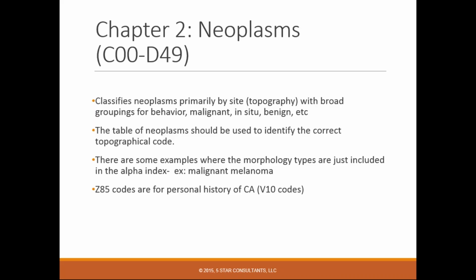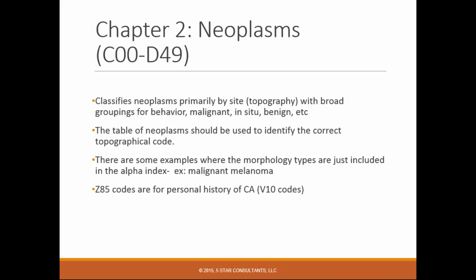Okay, so Chapter 2 is the neoplasms, and that's C00 to D49. We're still having the neoplasm table. They're pretty much grouped by site, which is called the topography, and then there are the broad groupings for behavior: malignant, in situ, benign. So it's similar. You'll want to use the table as you do in 9. And I have found that it's pretty simple as far as the way it looks and the structure of the neoplasm table.